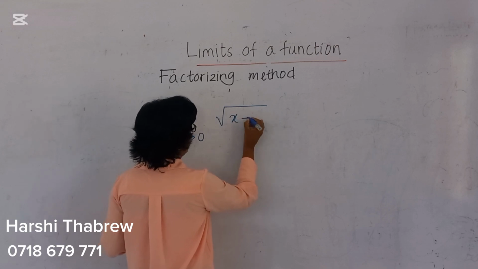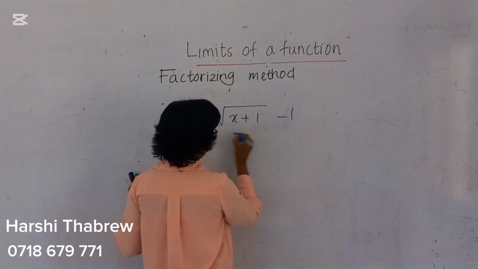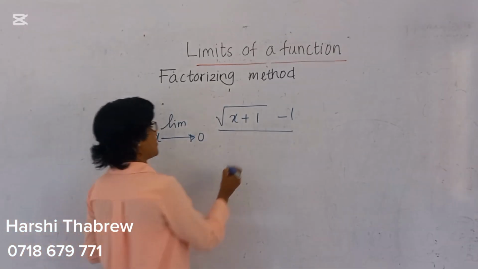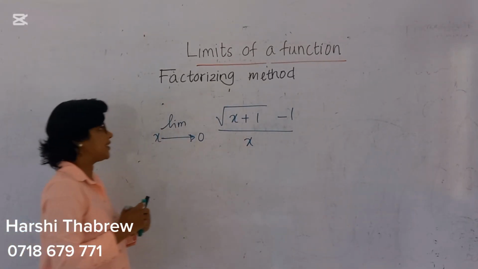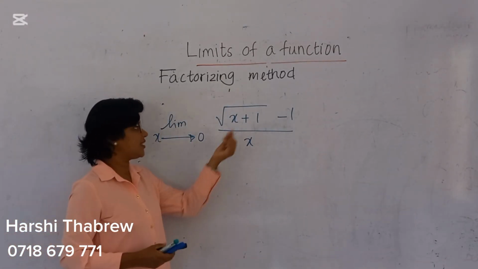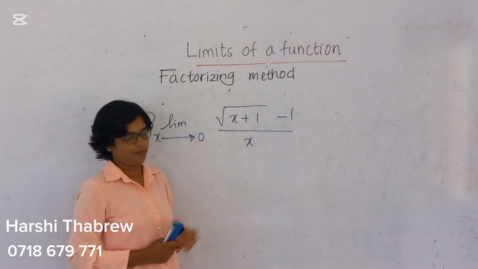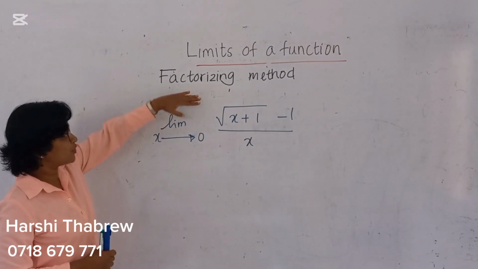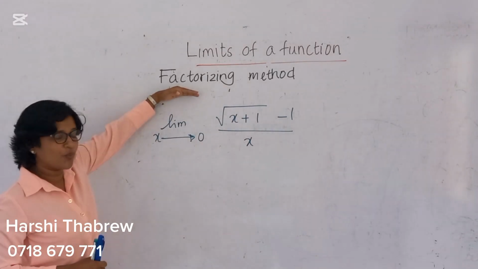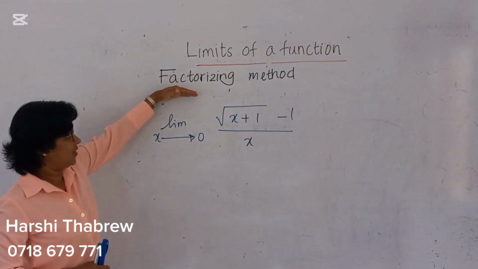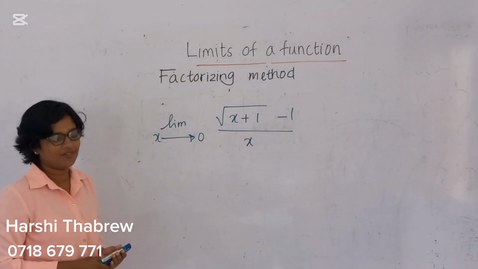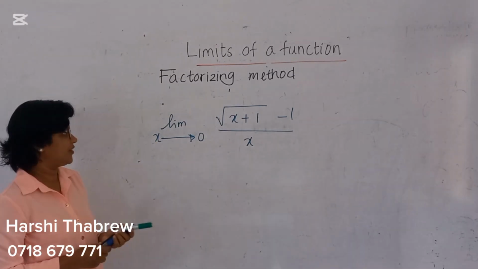Square root of x plus 1 minus 1 over x. This is the question that you have to do. Now you can see there is an expression inside of the square root sign. Then what can we do for it? I am going to use the factorizing method. What will be the factorizing method that we can use for it? Okay, let's do it.